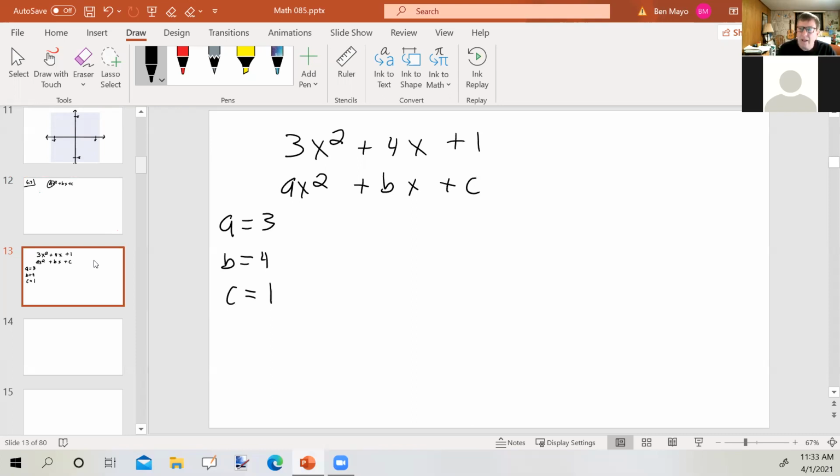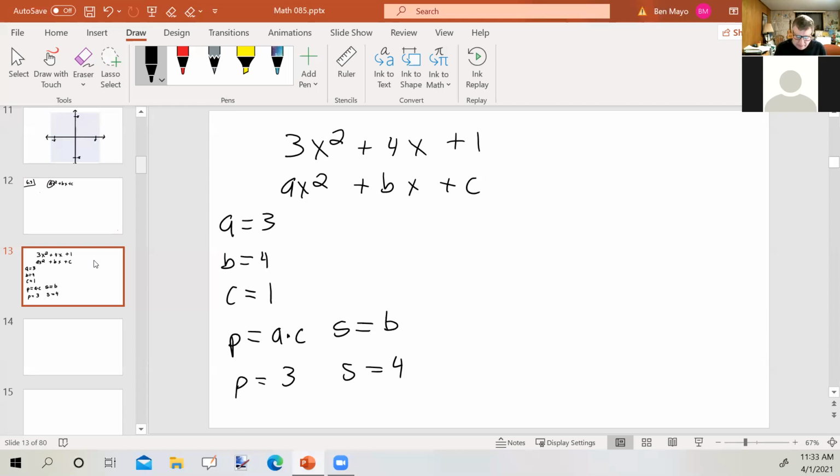Okay. Now, as with yesterday's, we're going to find a product and a sum, except things are a little different when the leading coefficient is other than a 1. The product is going to be a times c, and the sum is still going to be equal to b, the middle term coefficient. So in this case, the product would be 3 times 1, which is 3, and the sum would be 4. So again, any questions where I got the 3 or the 4?